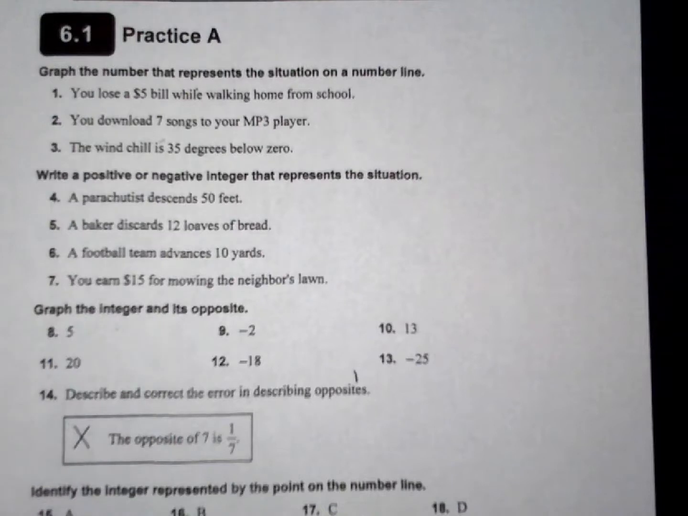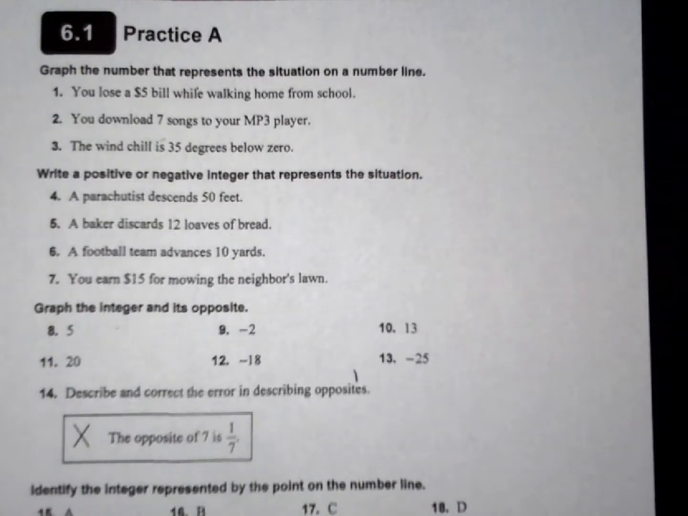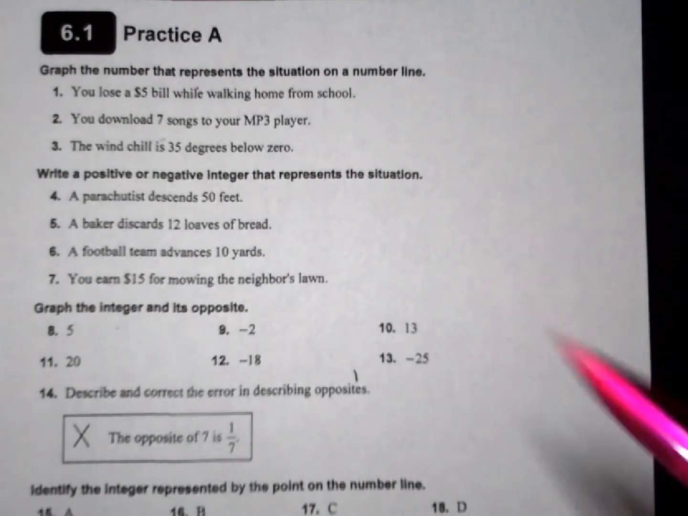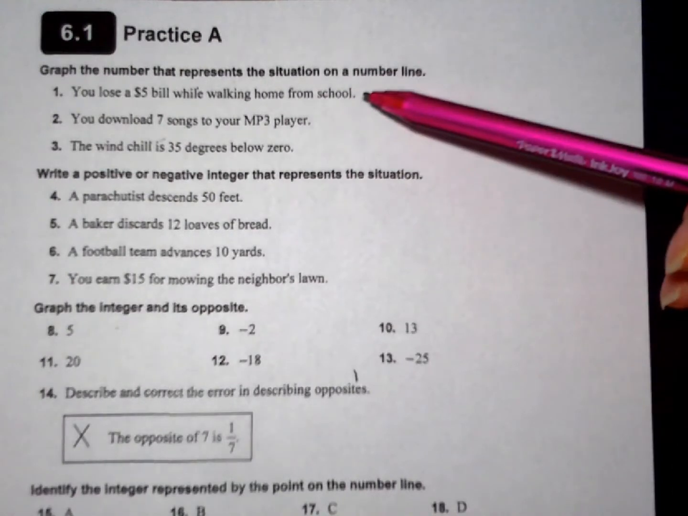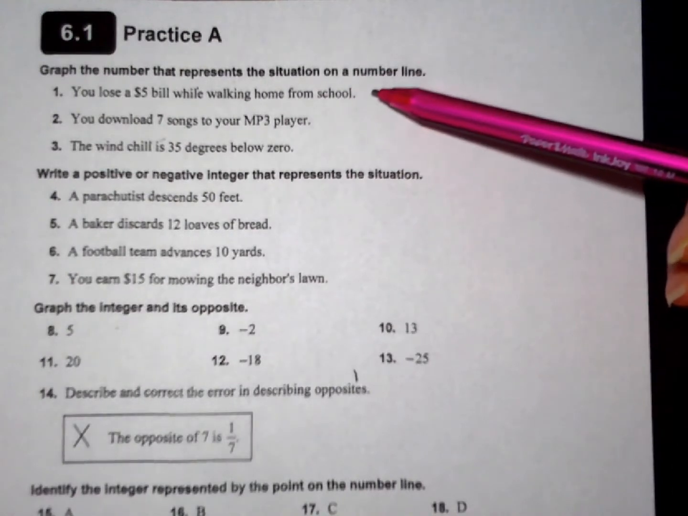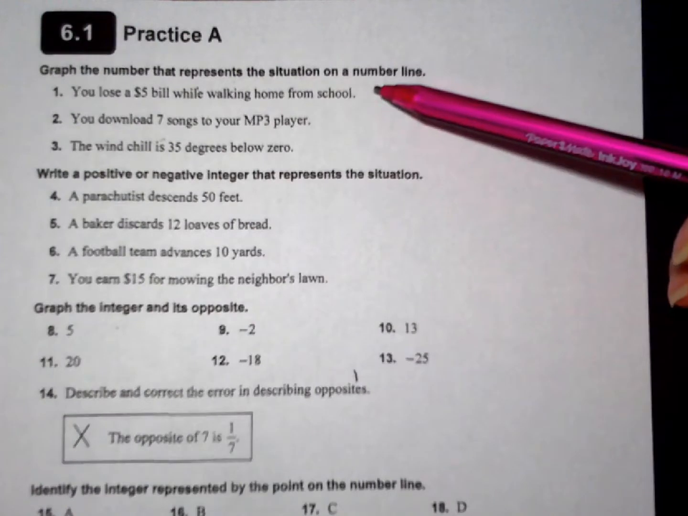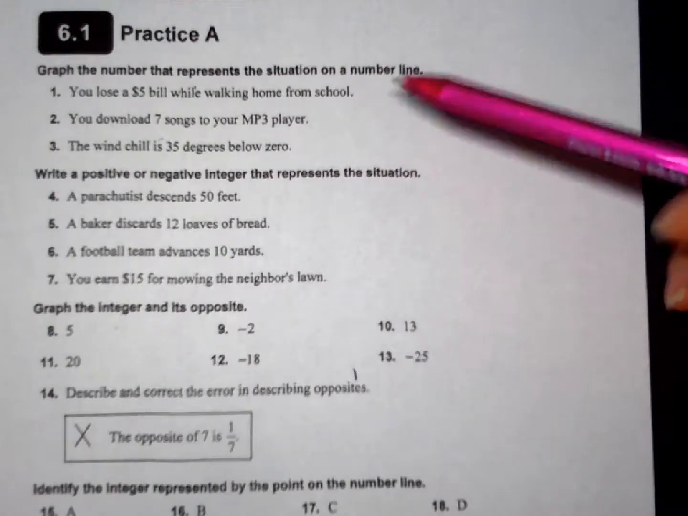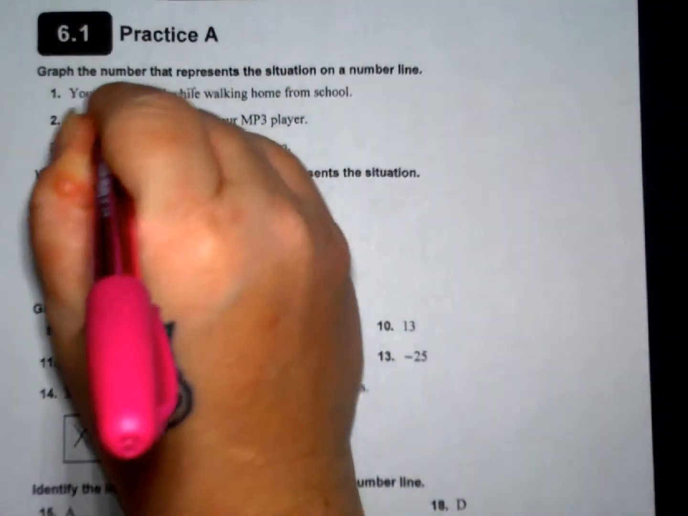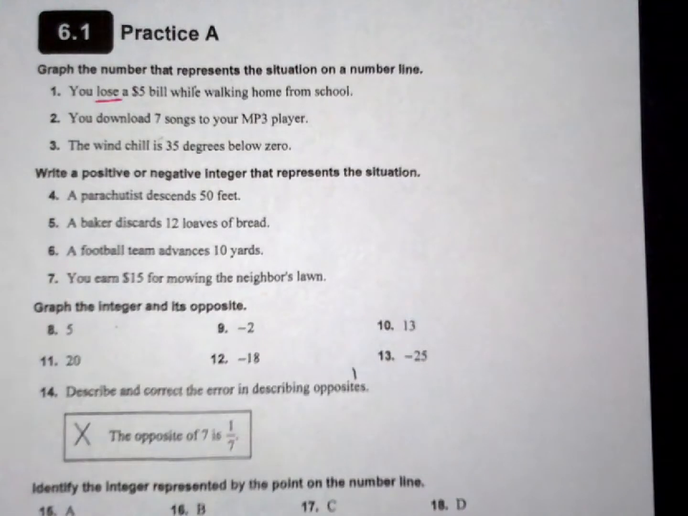Guys, so here's some practice, some examples for you of working with integers for our intro lesson, okay? So let's say that you lose a $5 bill while walking home from school. If you lose $5, then that means negative. So it's always a good thing to underline that word that tells you, is it a positive or is it a negative, okay?